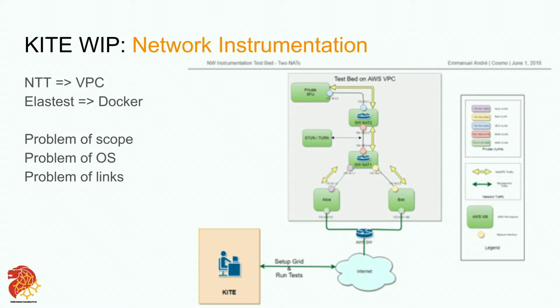You don't want any of those links that go between Alice, Bob, and all of the servers to be on the public internet, otherwise you don't control it, right? You want all the operating system and so on and so forth. So this is not a solved problem yet.